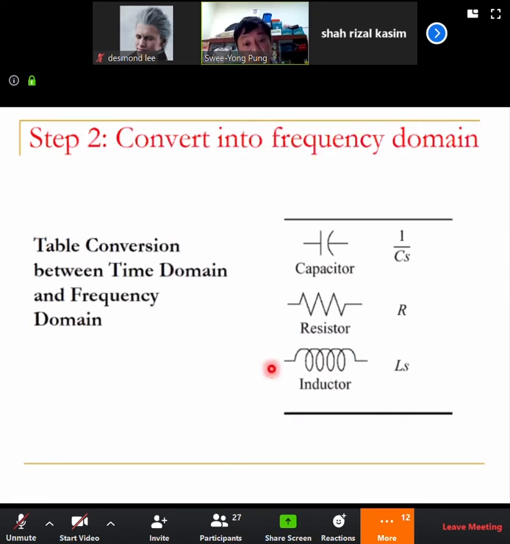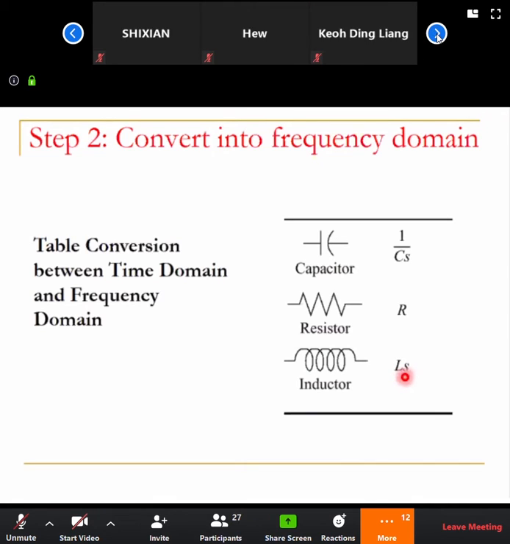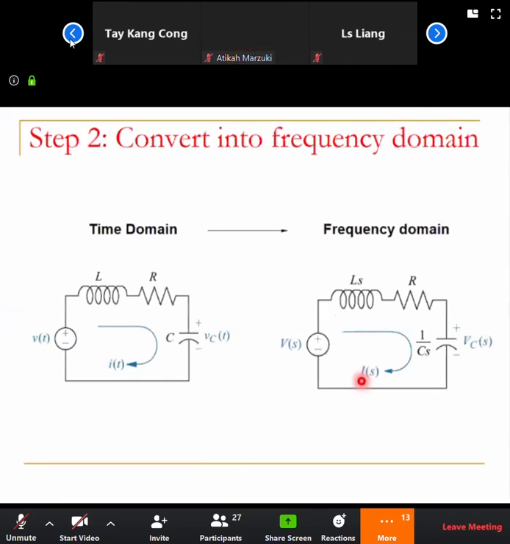And for the inductor, the form in the frequency domain is LS. In the time domain, it's just L. In the frequency domain, it is LS, right? So you all need to know about the conversions. In the test, I'm not going to give you this table, but I think it's relatively easy. Okay. Now let's see how we change.